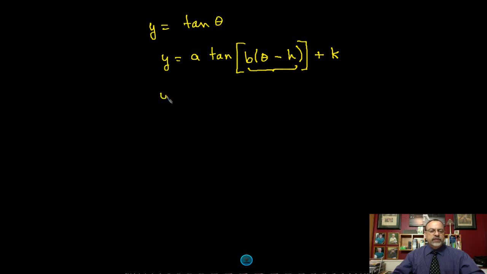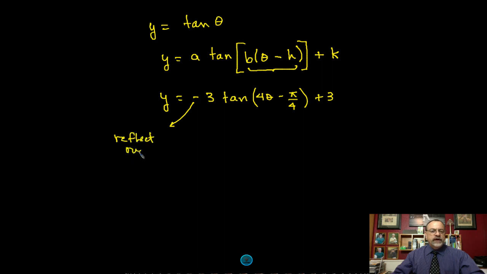So very quickly, let me do one example for you. Let's say we had -3 tangent of 4 theta minus pi over 4, plus 3. So what are the transformations of this function? Well, you remember our negative sign is going to reflect the function over the x-axis. All right, so that reflects it over the x-axis. The 3 is a vertical stretch of 3.